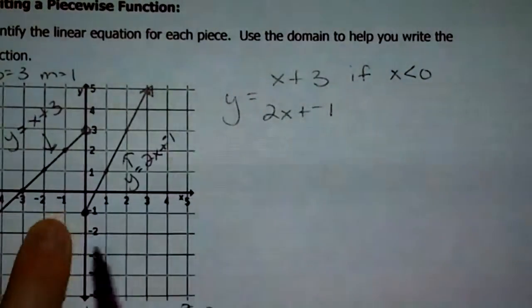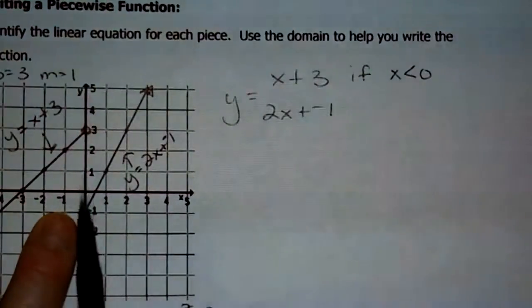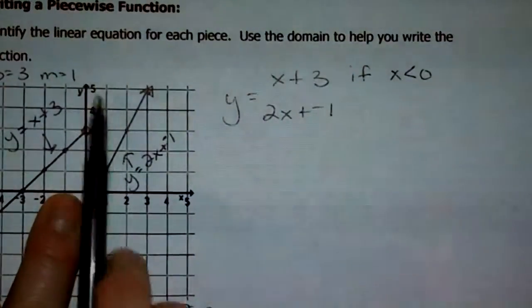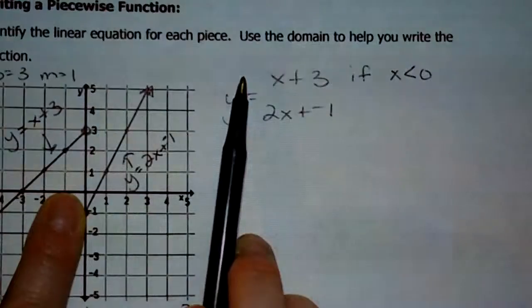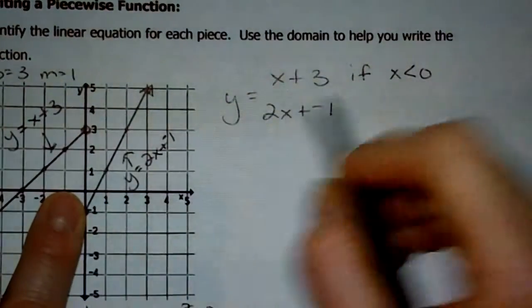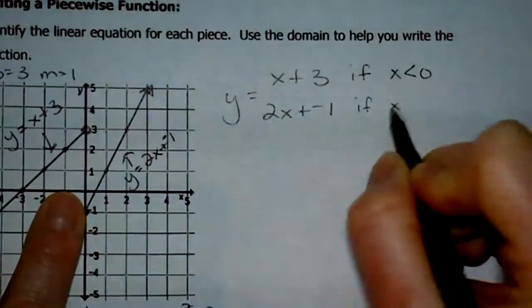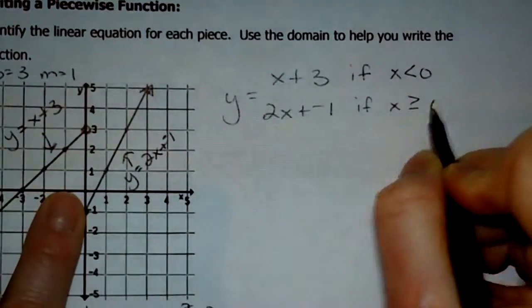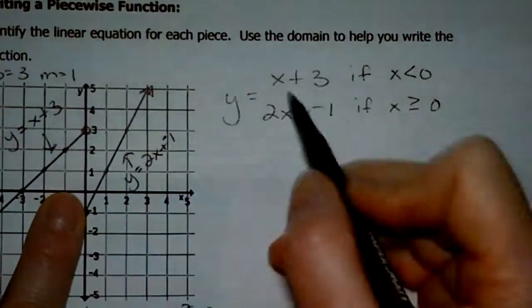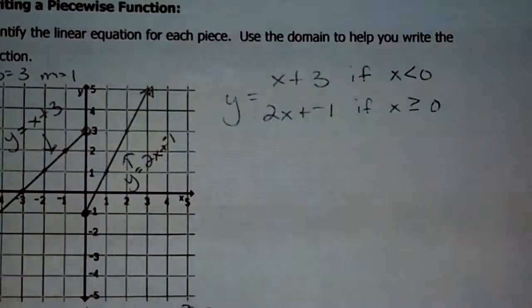For this equation here, x can be 0. That dot's closed. And x can also be values that are greater than 0. So y equals 2x plus -1 if x is greater than or equal to 0. That's that. Piece of cake, right? I know. It's a process.